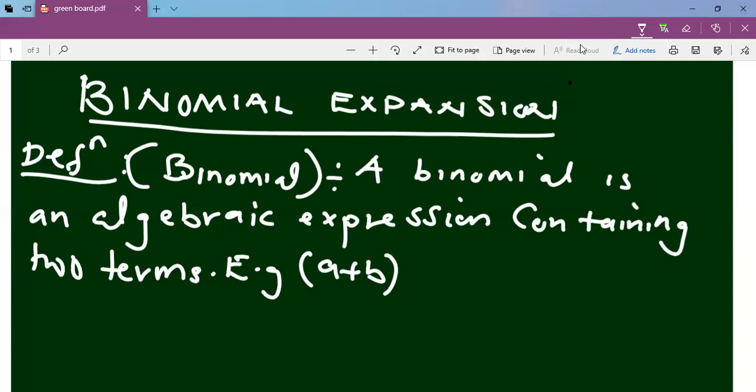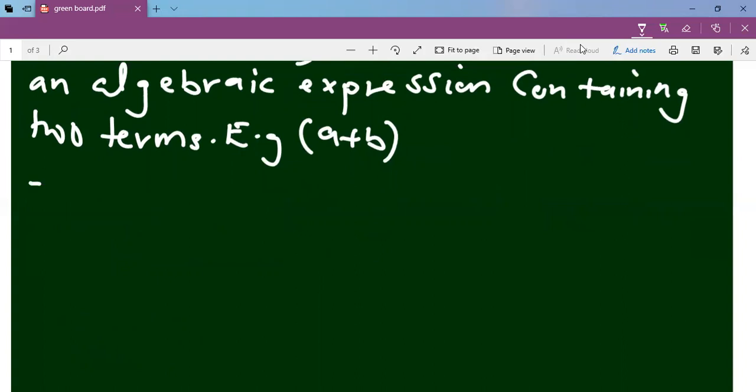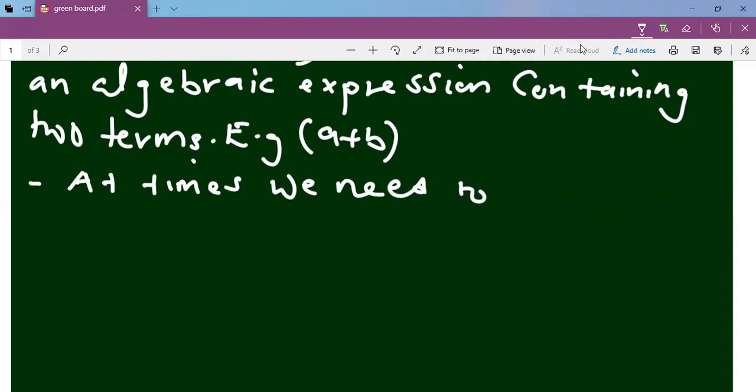Now, there are times where you are asked to expand a binomial. For example, I say expand this. All right, how do we expand that binomial? Okay, so we are saying there are times where we need to expand binomials. At times there's need to expand these binomials.